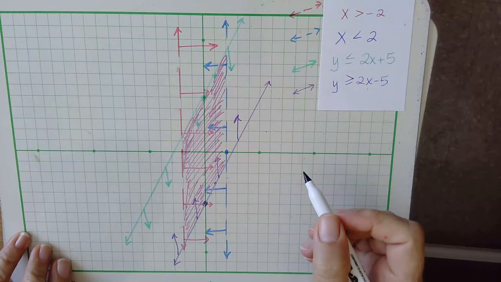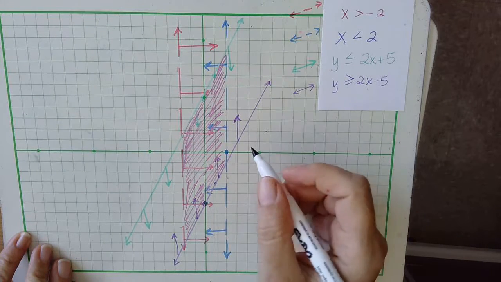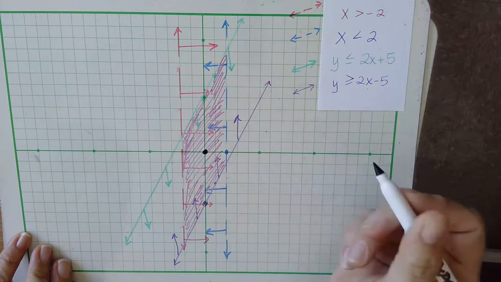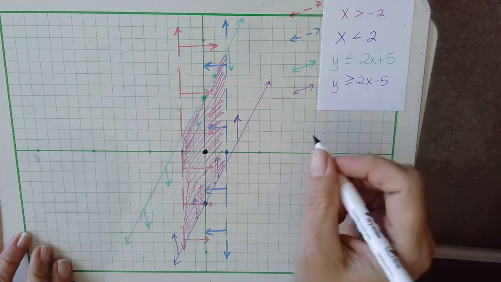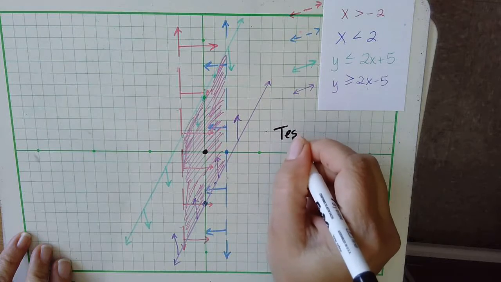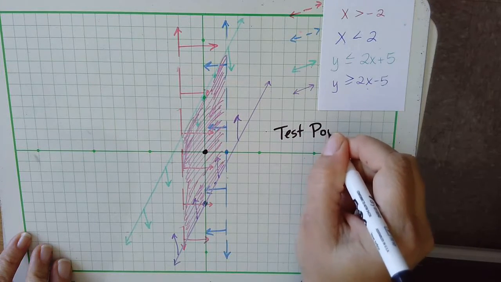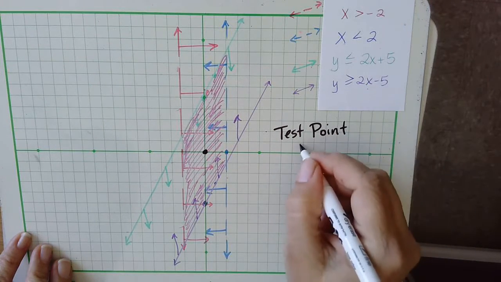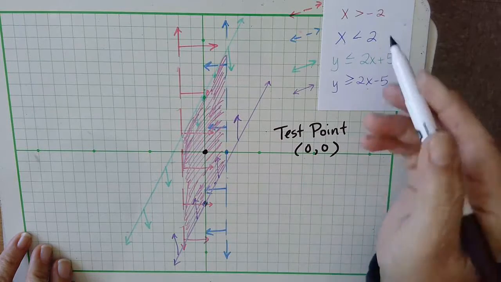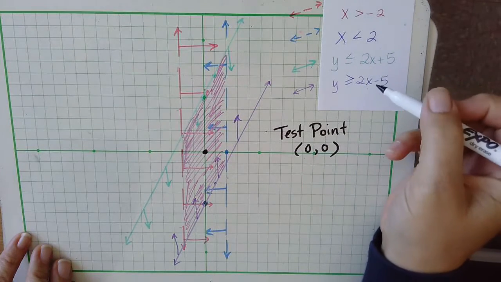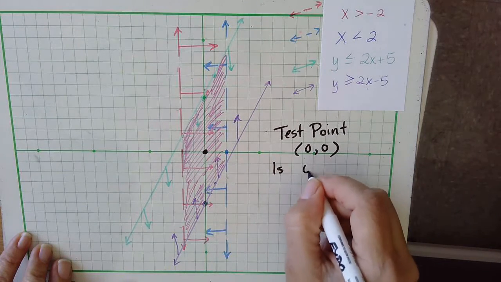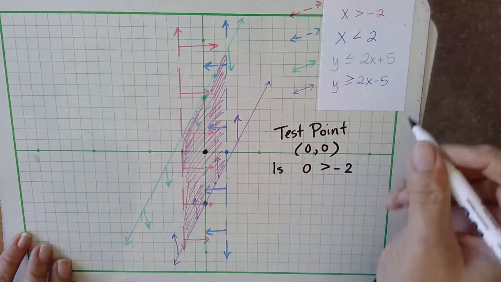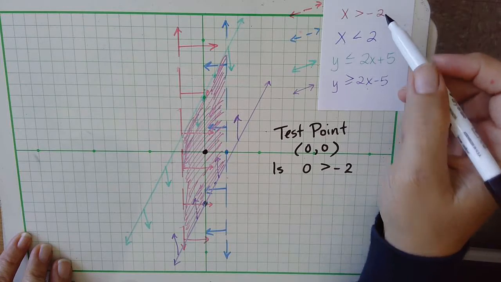To check and make sure that I'm shading in the right place before I color it all in, I can pick a test point. So here I could pick 0, 0, and make sure that it's true for each of these. So I test 0, 0. Then I could go down the list and make sure that it's true for each inequality. Is 0 greater than -2? Let's check in this first one. Yes.